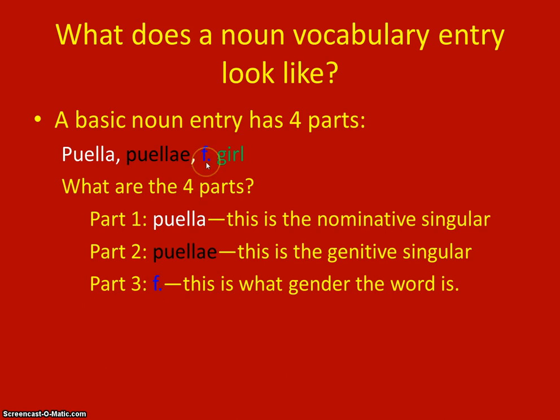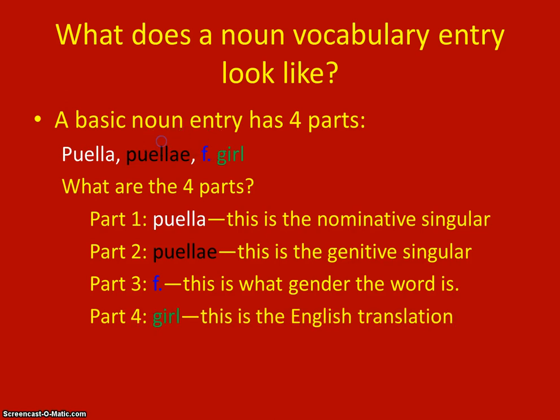The next part tells you what gender the word is. Now for the word girl, that seems obvious. It won't always be obvious on Latin words, so we give it to you, feminine, and then the English translation, girl.